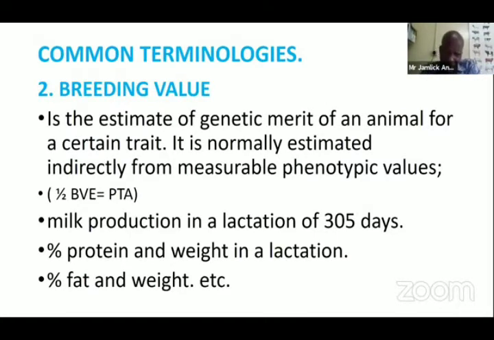Now, another common term we need to understand before we go to the catalog interpretation is the breeding value. As defined there, it is the estimation of the genetic merit of an animal for a certain trait, and it is normally estimated indirectly from measurable phenotypic values, like the production. And as we said, half of the breeding value is equal to the PTA, and the standard length of lactation is taken as 305 days internationally, so that you can manage these predictions properly with a constant figure. It also takes the other traits we are talking about here, like protein, the weight in lactation, fat, and all that.